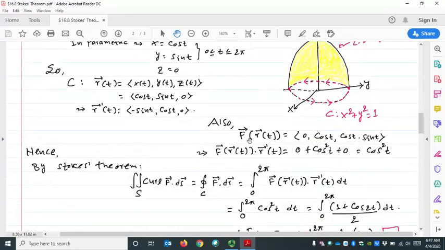So then our vector field is 0, cosine t times sine t. Then take the dot product with r prime t. So this is 0 times minus sine t, 0, plus cosine t times cosine t, cosine square t, plus 0 times cosine t, sine t is 0. So we have cosine square t.